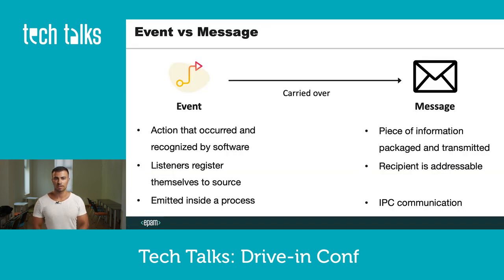Usually an event is created as part of something that happened, like a mouse click or even a hardware interrupt that occurred and is recognized by a process, by software. And then usually listeners register to the source and receive these events. But events are usually carried in event-driven systems over messages that allow inter-process communication. And a message is a means of exchanging information between different processes, where we just have an addressable recipient.